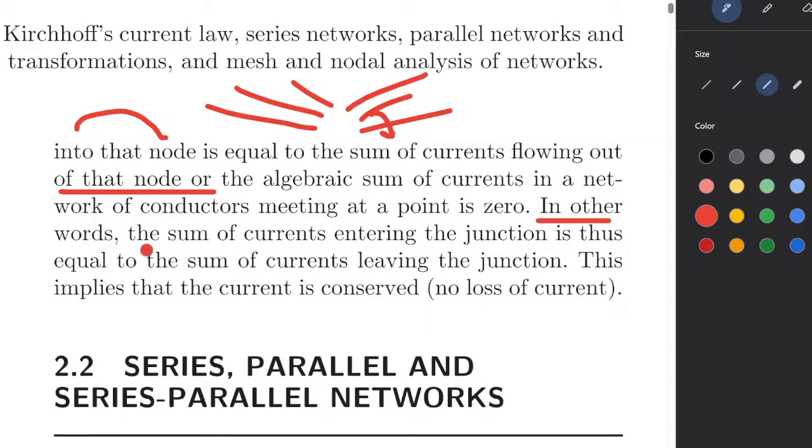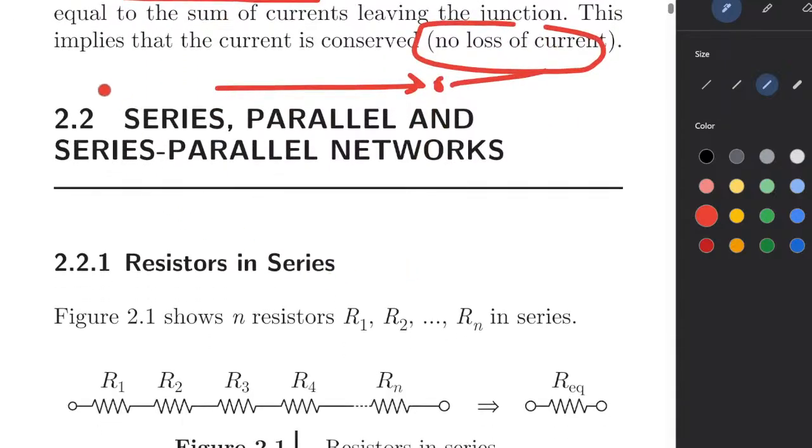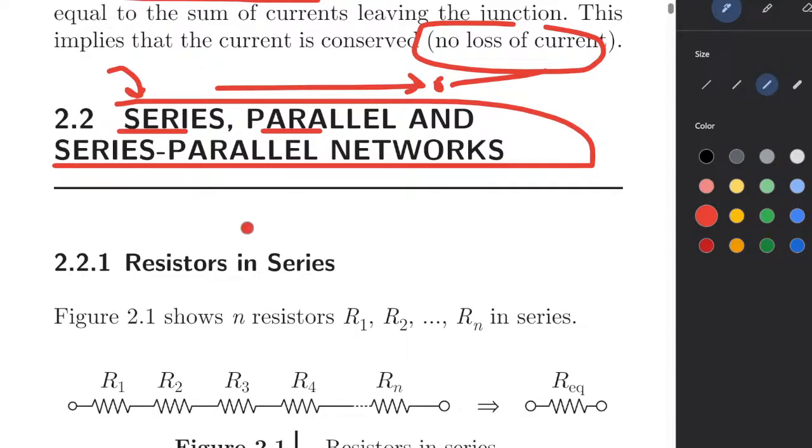In another word, we can say the sum of the current entering the junction is equal to the current leaving the junction. This implies the conservation of current, no loss in the current. We have two types of network: series, parallel, and series-parallel, where we can see both combinations.